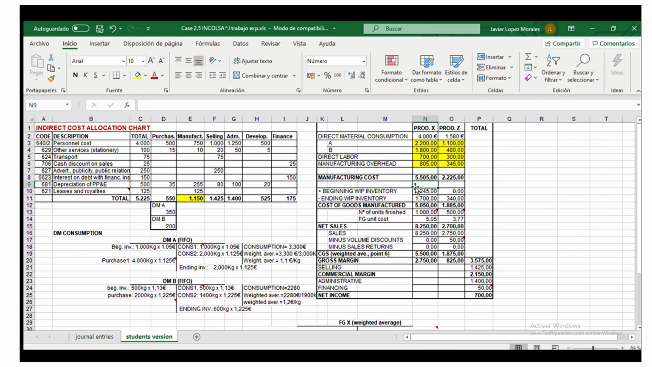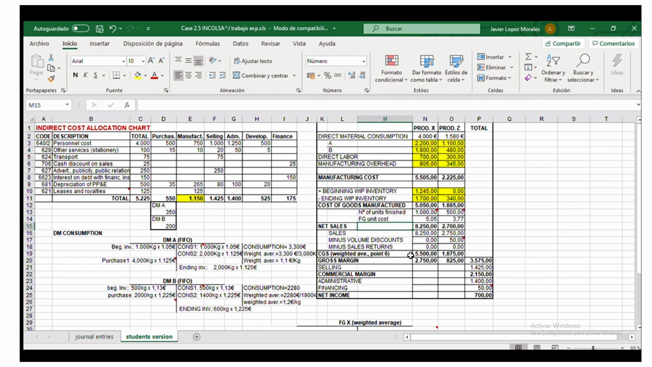Then we have to add and deduct the beginning and ending work in process inventory to obtain the cost of goods manufactured. As for the net sales, we obtain it from 0.6, and we have to deduct the discounts and the returns. In the case of zeta, in 0.7 it says it has 50 euros of discount.